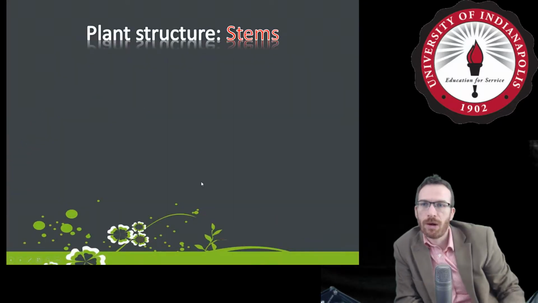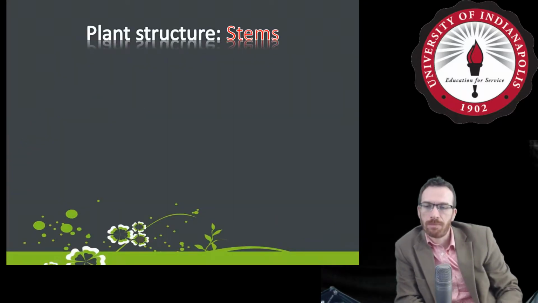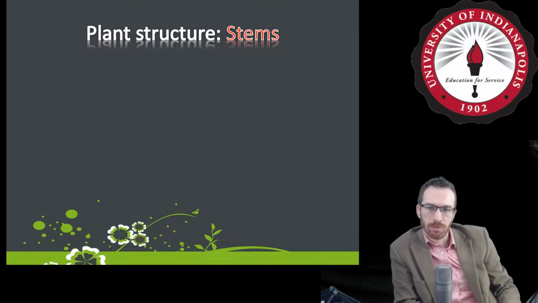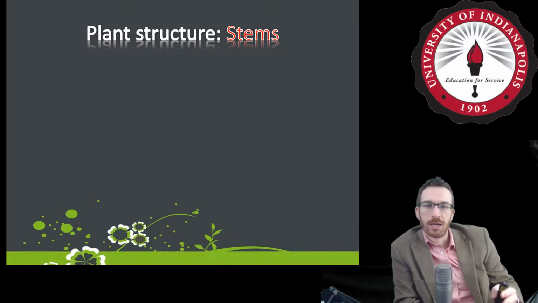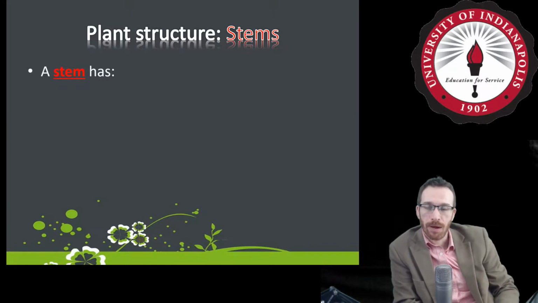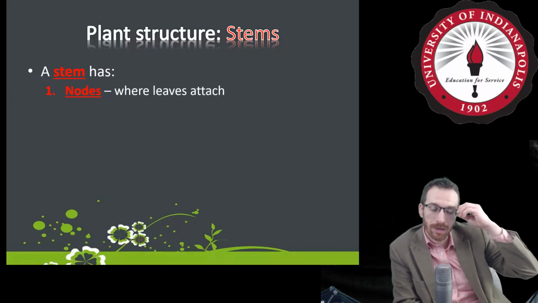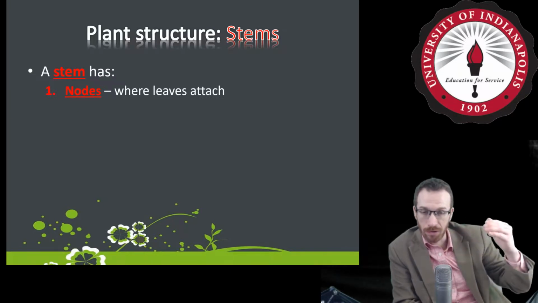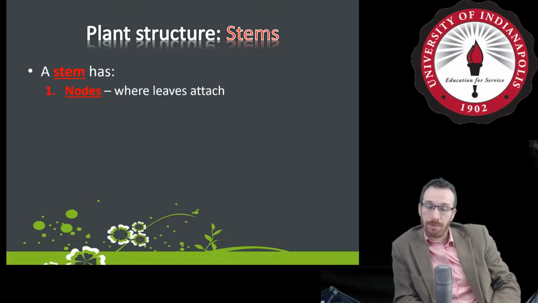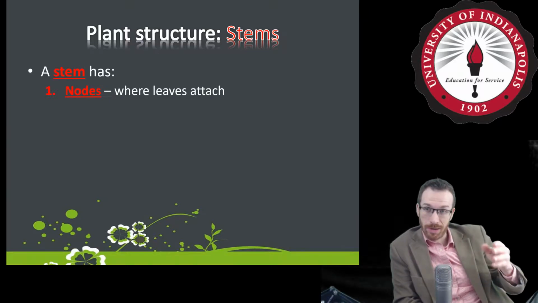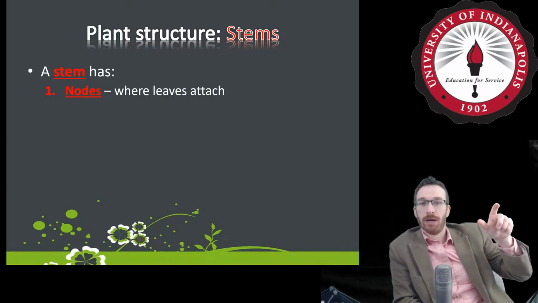All right, so when it comes to plant structure, basically, if we get down to the basics of it, we have stems and we have root systems. And so when we look at the stem systems, a stem is basically going to have two parts. Number one, where the node attaches, what the node is. And the node is basically where the leaves attach to the stem.